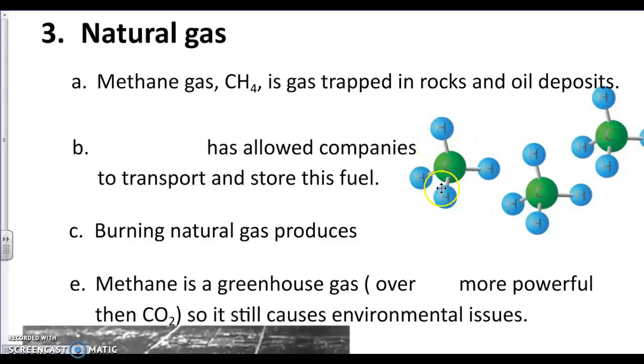Trapped in gas. Now we've had this around for a very long time, and actually they used to just burn it because it would come up with the oil and they wanted the oil, but they didn't really have a way to get hold of the natural gas, so they just let it burn. Okay, now technology has allowed companies to transport it, to store it, and let us use it, and now we can use it to heat our homes and that sort of thing.